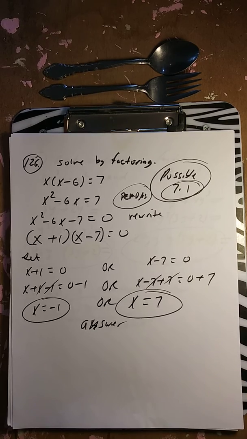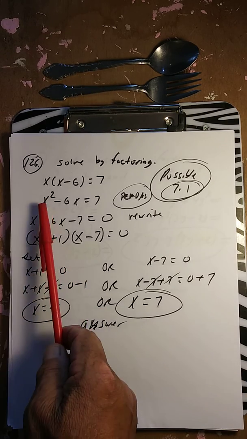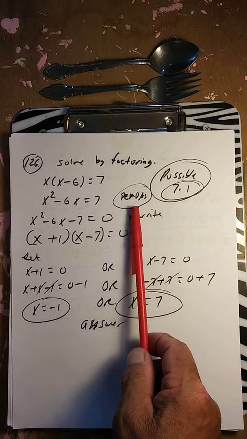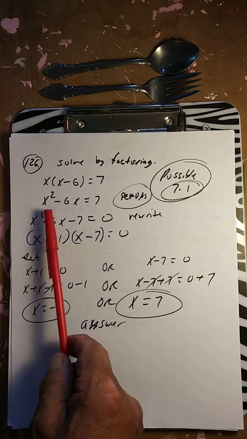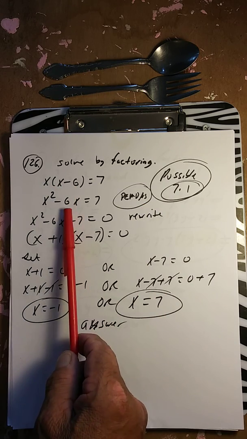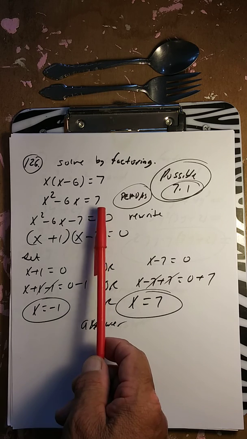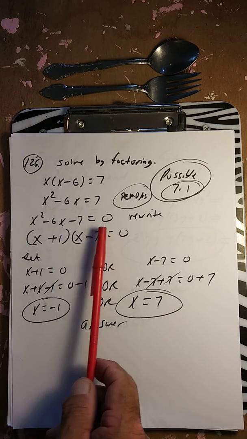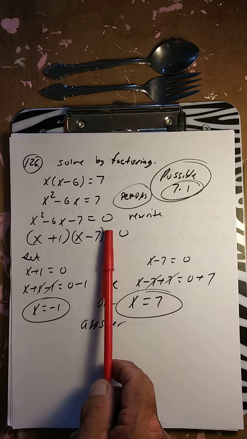Solve by factoring. Let's distribute this first. Please excuse my dear Aunt Sally: parentheses, exponents, multiply, divide, add, subtract. So x times x squared, x times that, minus 6x equals 7. Now I'll bring the 7 over, change the sign to a negative 7. Now we have x squared minus 6x minus 7 equals 0.